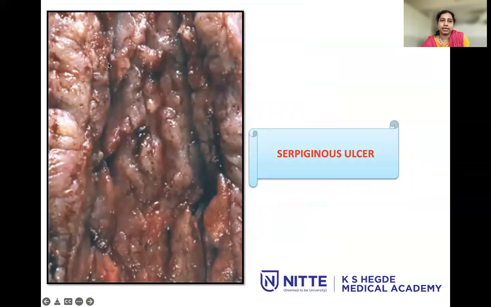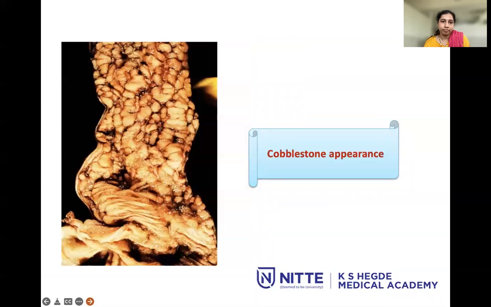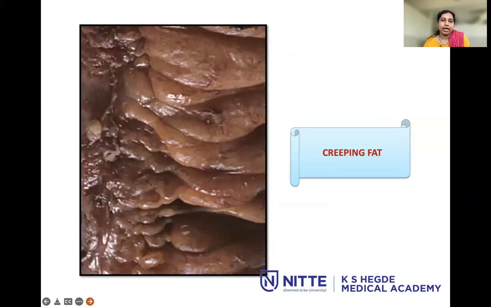In this picture, you can see the longitudinal, narrow ulcer, which is called serpiginous ulcer. In this gross picture, you can see the cobblestone appearance. It is because of the affected area which is depressed, whereas the normal area will be elevated because of edema in the mucosa. This appearance is called cobblestone appearance. In this picture, you can see the extension of the mesenteric fat surrounding the entire serosa, which is called creeping of fat.